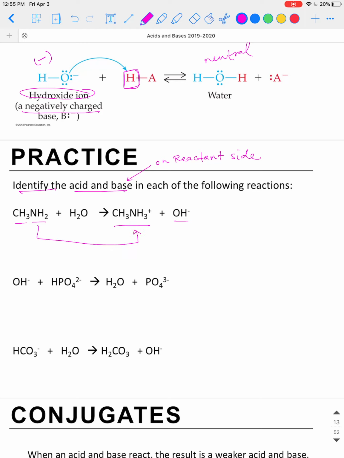CH3NH2 becomes CH3NH3 plus. So it did not give away a hydrogen, it gained an H plus. See right here, the subscript went from 2 to 3. Water, on the other hand, has 2 hydrogens, and on the product side, it's just OH minus. So it lost an H plus, or it donated. Actually, I should write that.